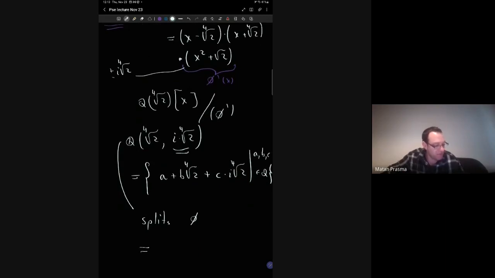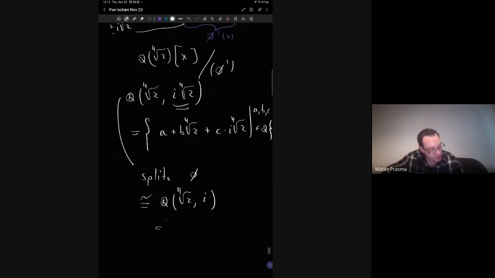We can even simplify a bit. This is going to be isomorphic to simply take Q and adjoin fourth root of 2 and also adjoin I. If you take multiplication of all these guys, by definition this is all the elements of the form A plus B fourth root of 2 plus CI. Okay?